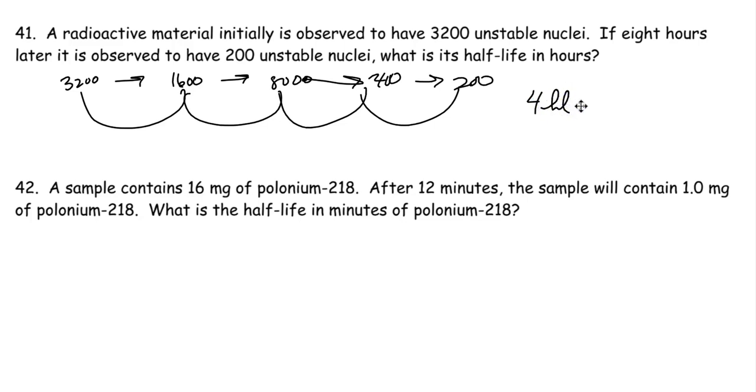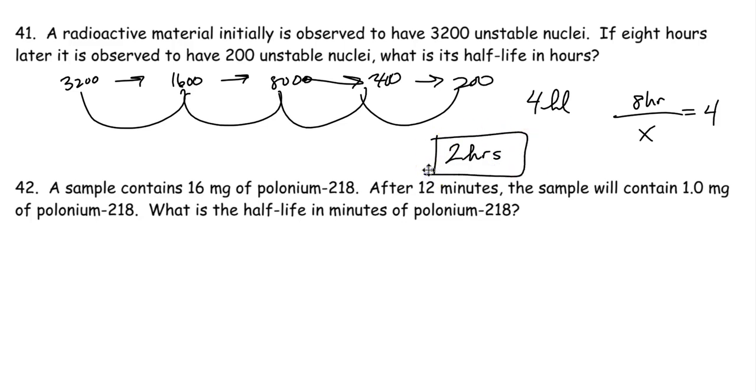Okay? And so I know that the elapsed time is 8 hours. And I know that it's 4 half-lives. I need to solve for x. So essentially what happens, these two things switch places. 8 divided by 4, 2 hours is the half-life.